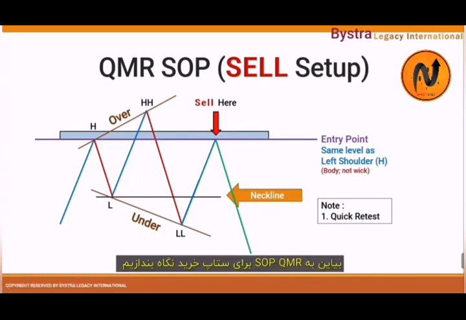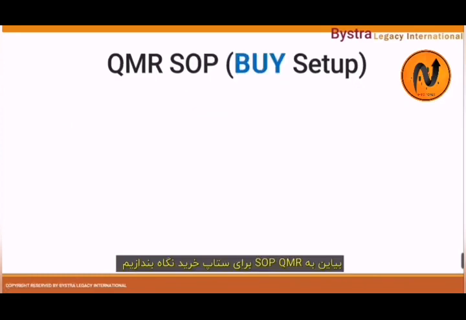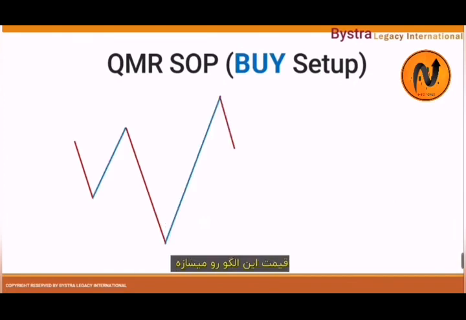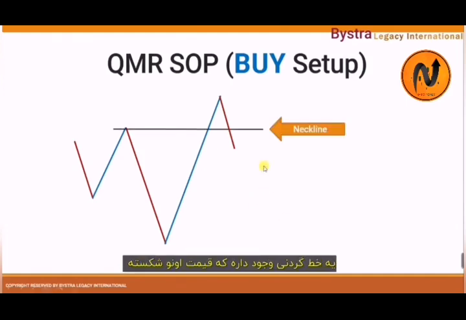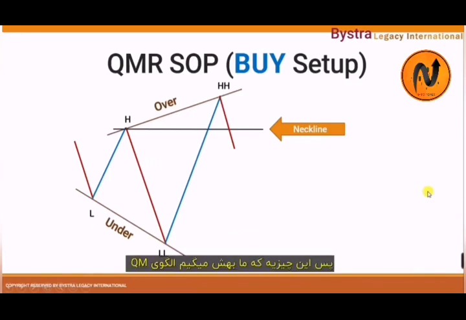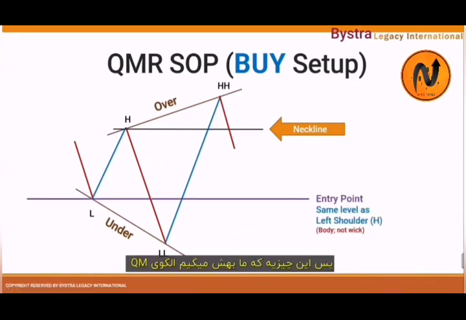Next, let's look at the QMR SOP for a buy setup. Same thing, price will make its pattern. The moment this kind of pattern arises, there's a neckline where it broke the neckline. Let's mark the structure again. We have the low, high, lower low, and higher high, and we have the over and under. So this is what we call a QM pattern.